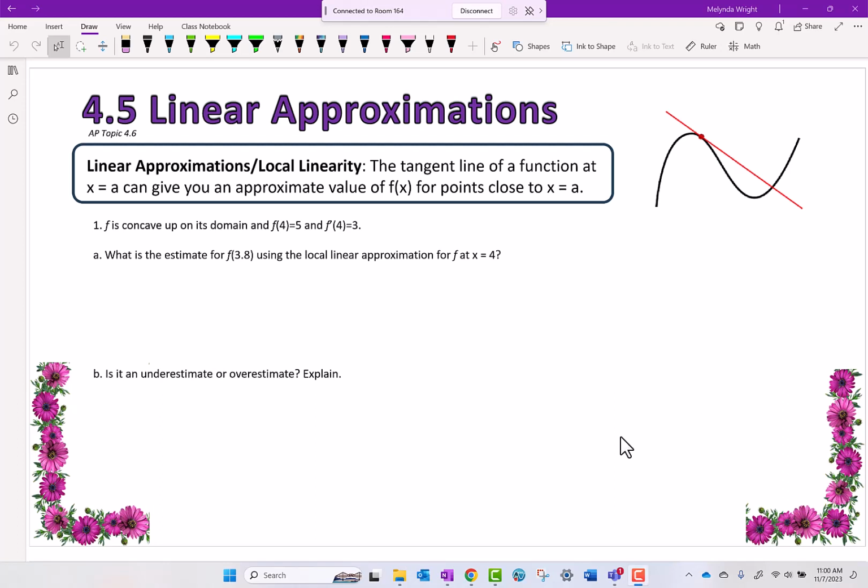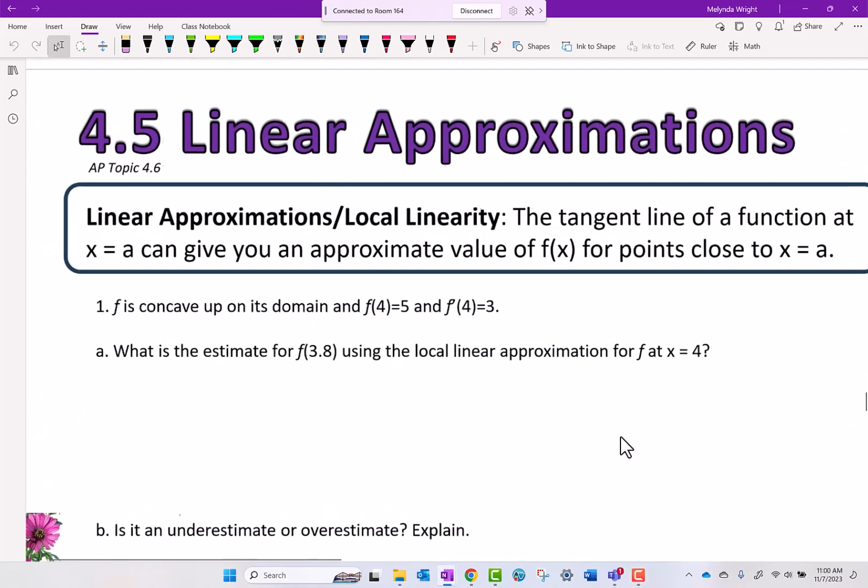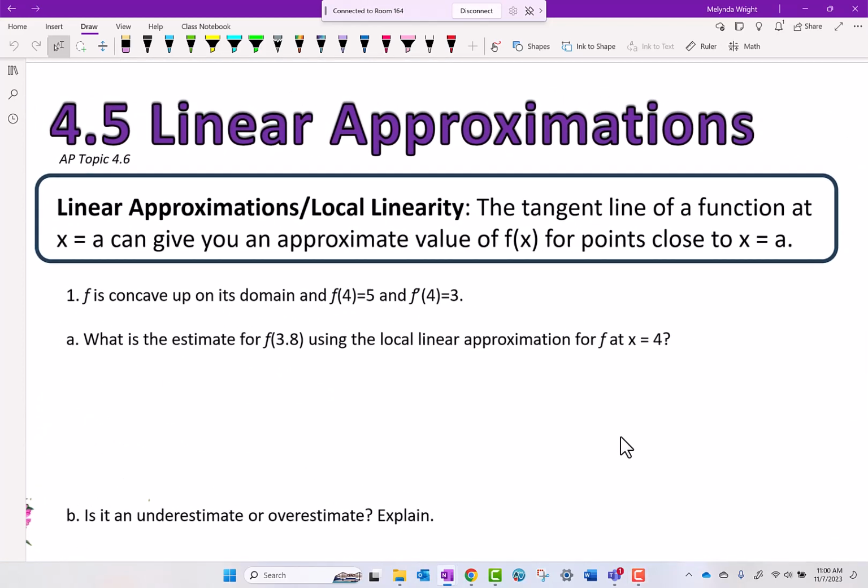All right, let's take a look at today's lesson. We're going to be looking at linear approximations today. And what is that? What is a linear approximation? Another word you might also see for it is local linearity.